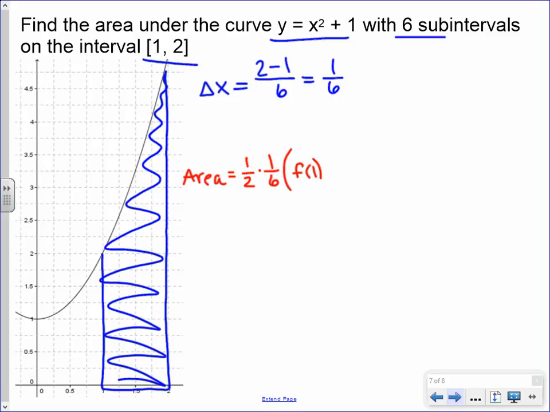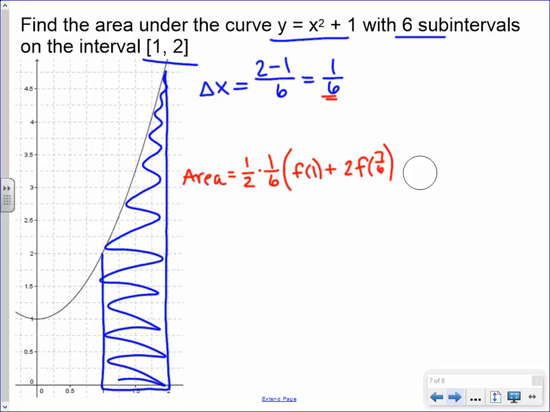Where is our next base located? Say it louder, Jake. 7/6. And how did you get 7/6? Okay, we added this change in x to the 1. So then our next base is at 7/6, but remember that has to be used twice.